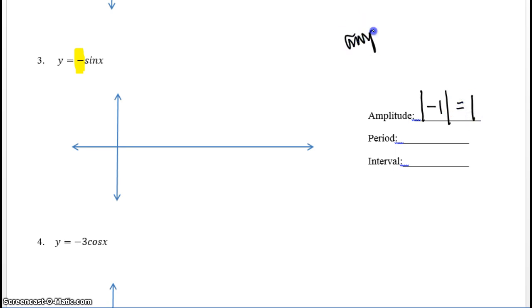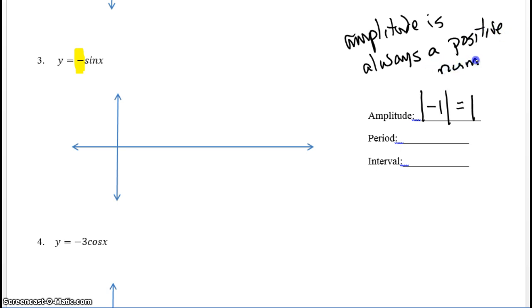Remember, amplitude is always a positive number because it represents a distance. So it's always a positive number. Just go with it. Amplitude is always a positive. Even though it was negative in front of the function, when you write amplitude, you write it as a positive. The period is still going to be 2 pi over b, which is 1, so that's 2 pi. And the interval is going to be each period divided by 4, which again is still 2 pi over 2.